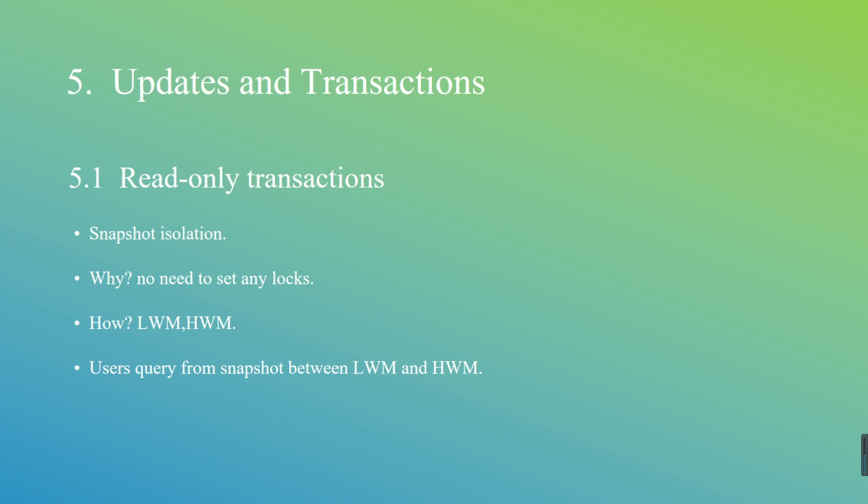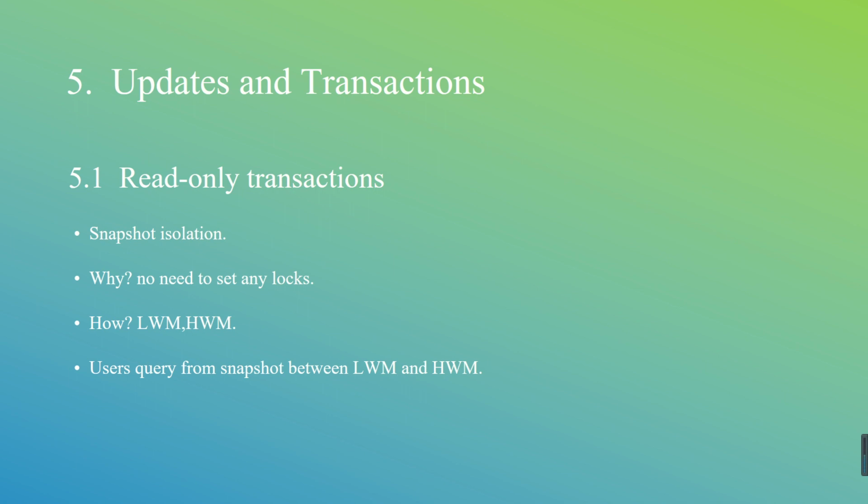Snapshot isolation works by allowing read-only transactions to access the database as of some time in the recent past, before which we can guarantee that there are no uncommitted transactions. For this reason, when using snapshot isolation, we do not need to set any locks. And how does it work? C-store designs and maintains two global timestamps, the high watermark and the low watermark.